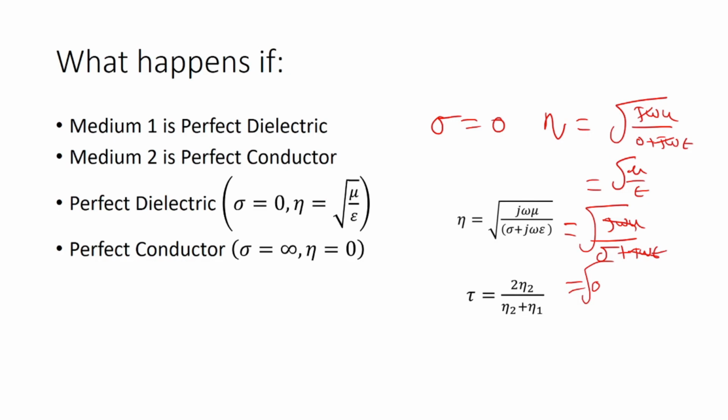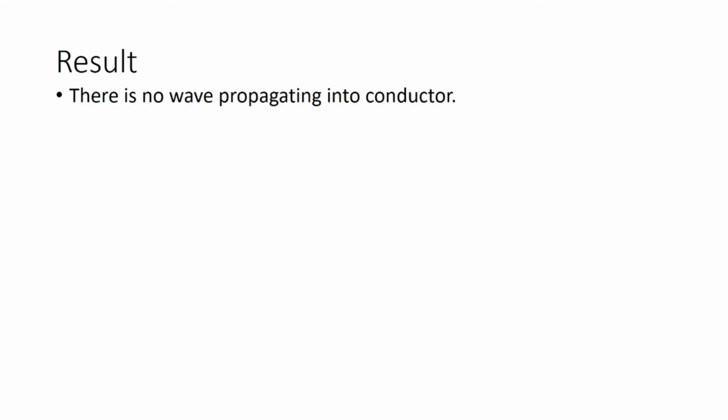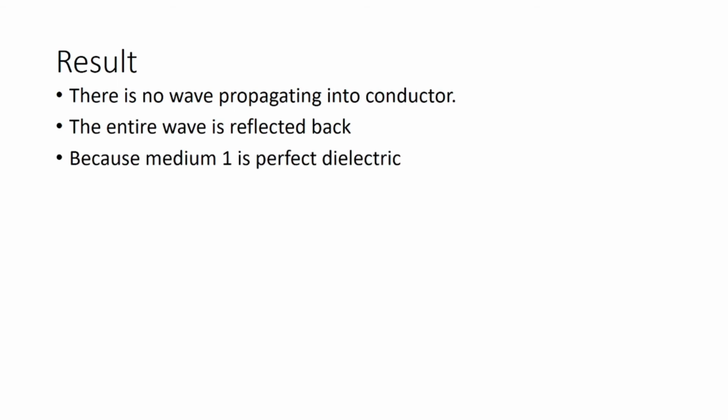We have that the transmission coefficient equals 2 eta 2 by eta 2 plus eta 1, but here eta 2 equals 0 and eta 1 equals root mu by epsilon. Therefore, the transmission coefficient is 0 and the reflection coefficient is minus 1. The meaning of this result is that there is no wave propagating into the conductor. The entire wave is reflected back.